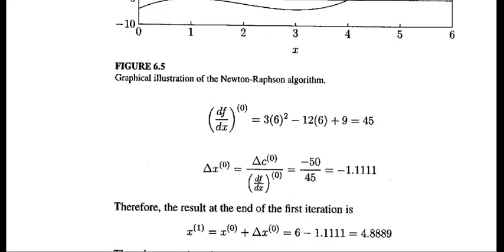That means x1, the next iterative response, will be x0, which is the initial value 6, minus the differential response in terms of the function, which is minus 1.11, something like that, right? So this will be the next iteration value. For the next iteration, when you want to determine del C0, you have to use this value 4.8889 instead of 6. Okay, put that value to determine the first del C0.